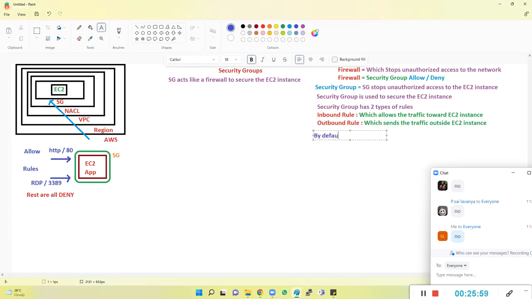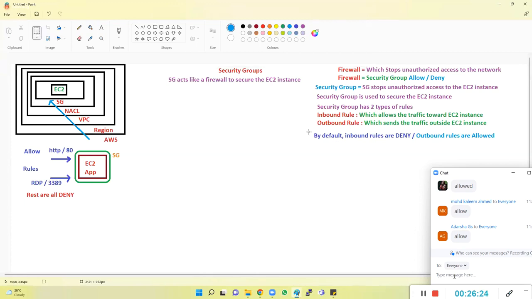So by default, inbound rules are denied. And how about outbound rules? Outbound rules are allowed.